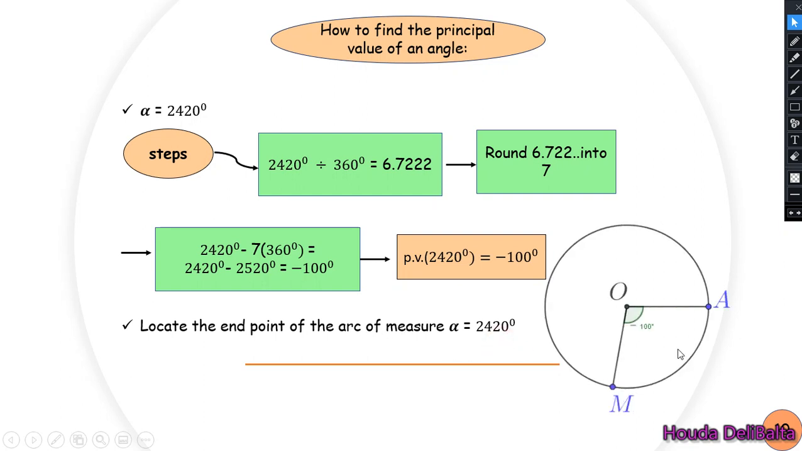Now if we have to locate the endpoint of the arc that measures the same as alpha, all we have to do is construct a circle, and we look at the sign here. If it's negative, then we move in the negative sense, use the protractor to mark 100 degrees, but in the negative sense as you see here. Okay, the negative sense is the clockwise sense.